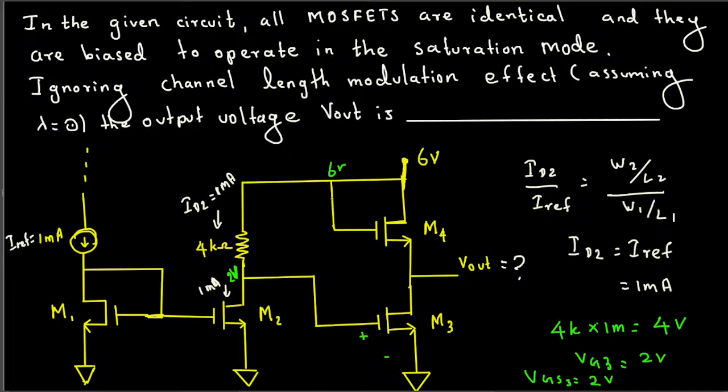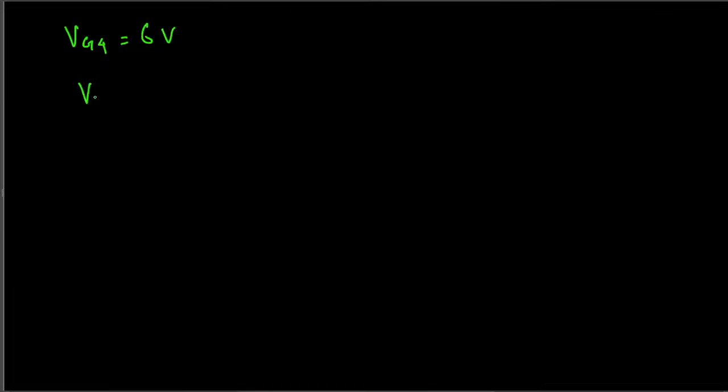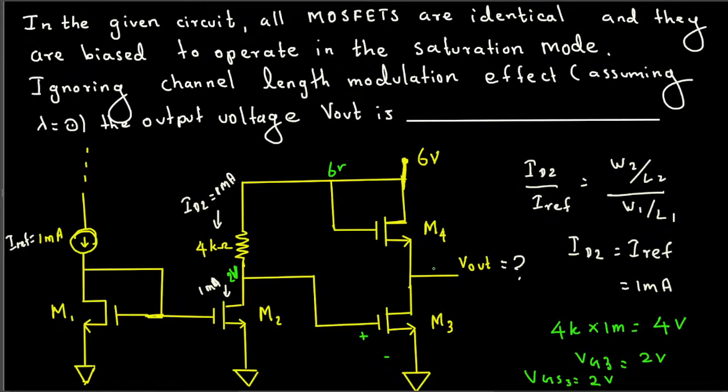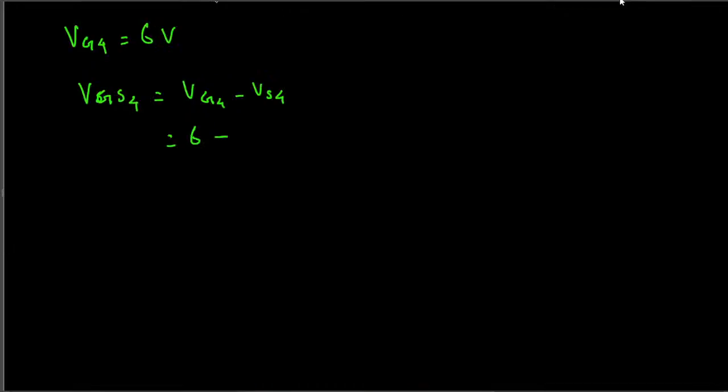VG4 is 6 voltage, and for this one, VGS4 is nothing but VG minus VS. So VG4 minus VS4. VG4 we know to be 6 voltage. VS4 we don't know, that is the V out. The source voltage right here, that's the V out. So that's what we are trying to find. We can put VO for this.